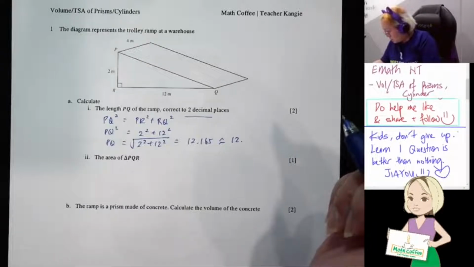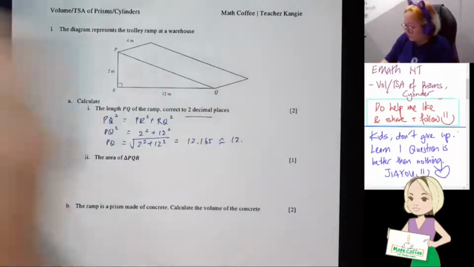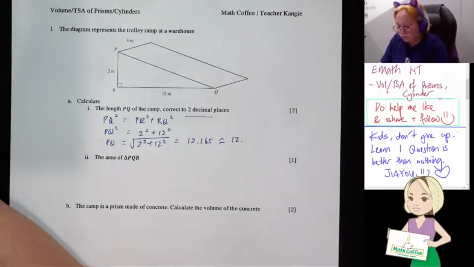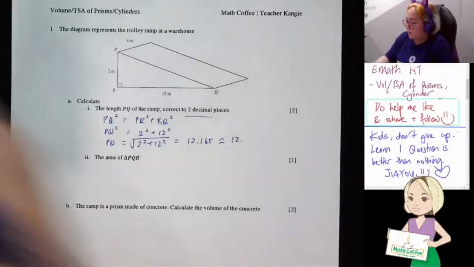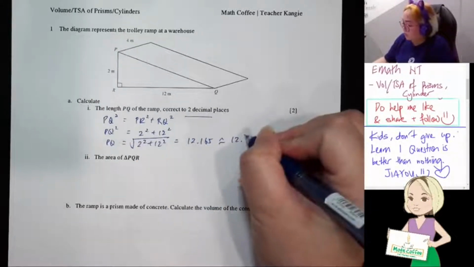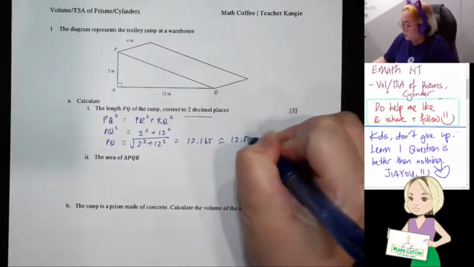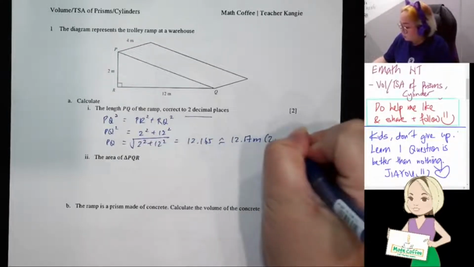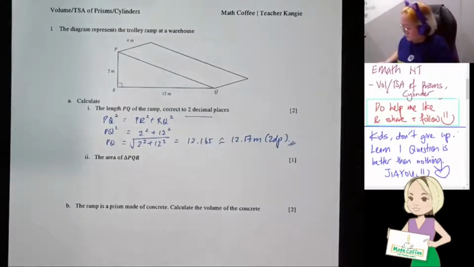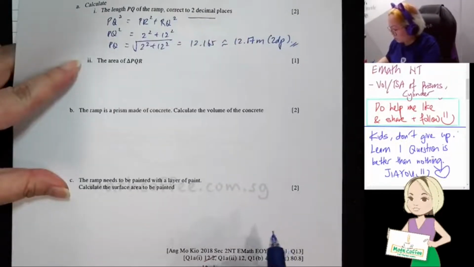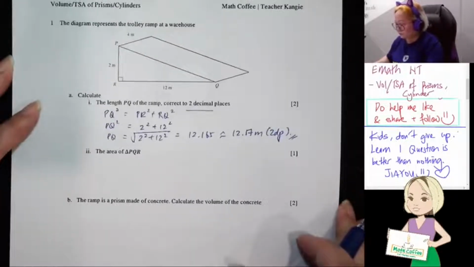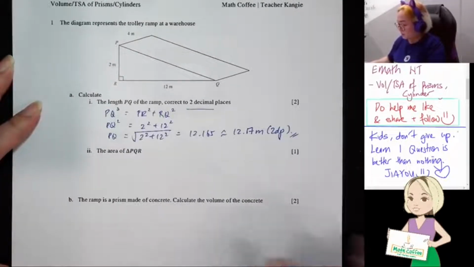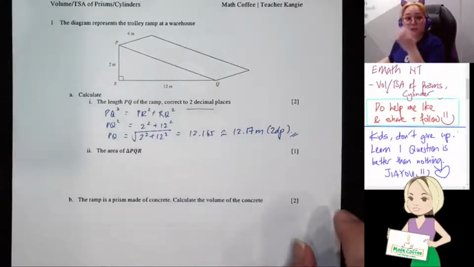Why is the answer not correct? I pressed wrongly. 2 square plus 12 square. I had no time to check. Yeah, the answer is 12.165, but they want 2 decimal places, so it should be 12.17. 12.17 meters, 2 dp. Okay, the answer is not correct, so Sam, help me to take note to amend the answer to 12.17. I thought this was 1 dp, but I recall seeing the question as 2 dp.